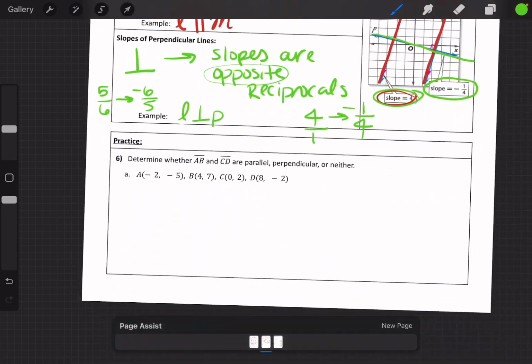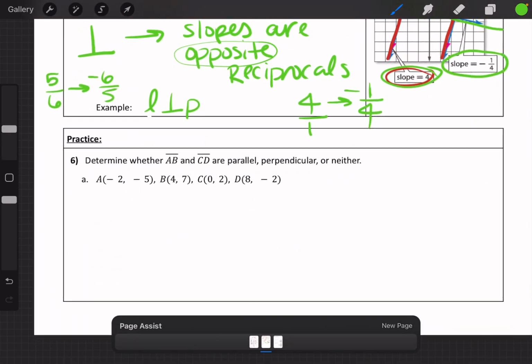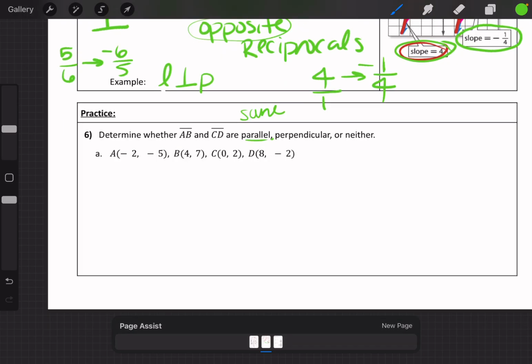So these problems are going to ask you, is it parallel? That would mean same slope. Are they perpendicular? That's going to be opposite reciprocals. Or neither would be none of those things. In order to compare, you're going to have to find each slope first. This is where we're going to have to remember how to find slope on the coordinate plane, which is y2 minus y1 over x2 minus x1.